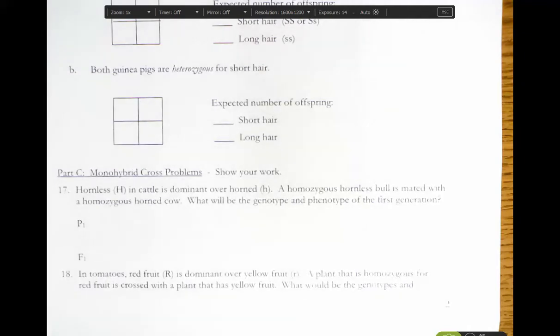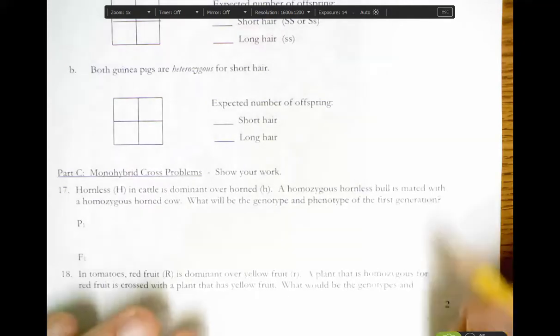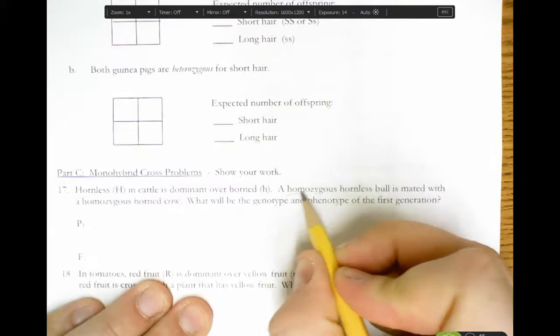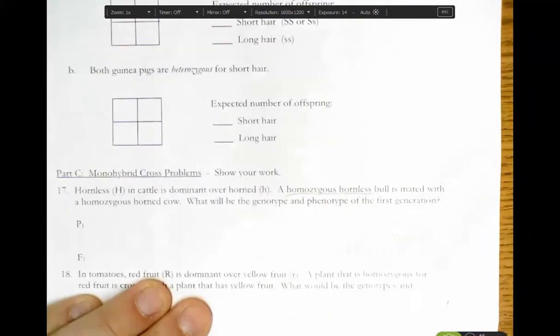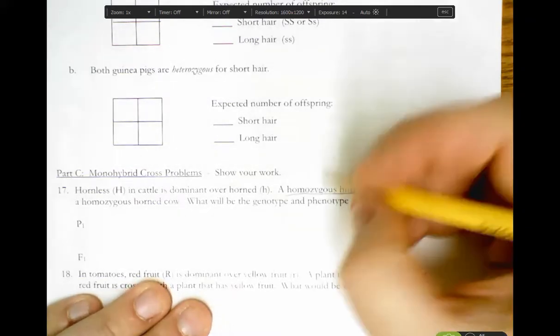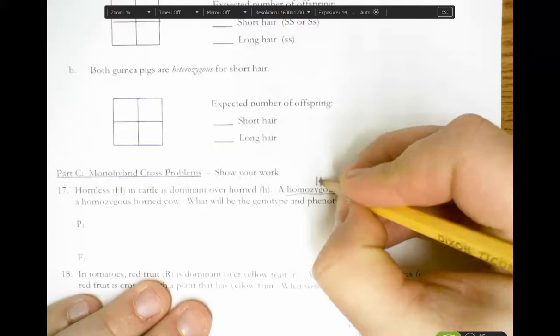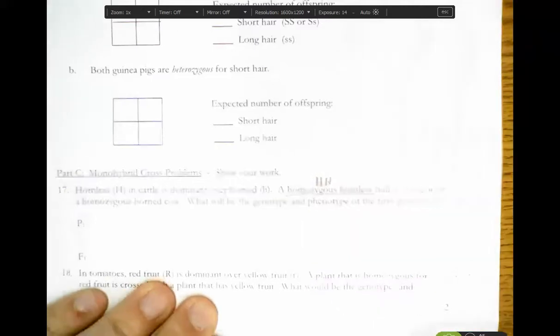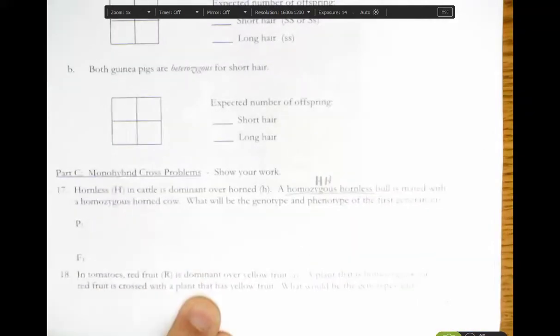Hornlessness, capital H, in cattle is dominant over being horned, lowercase h. A homozygous hornless bull, I'm going to underline that. Homozygous means the same, and it's hornless. I might want to write right above that, uppercase H, so I know what that genotype is based on that characteristic.